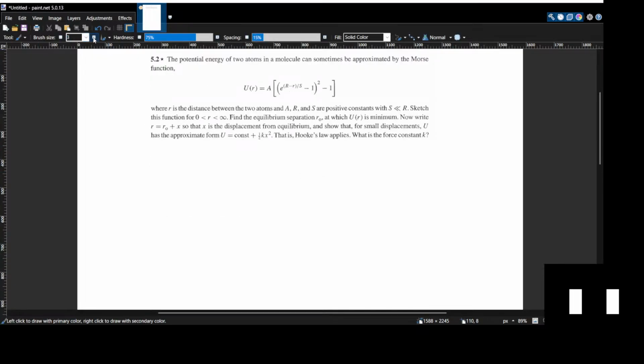So, the potential energy of two atoms in a molecule can sometimes be approximated by the Morse function, which looks like this. It doesn't really matter what it really means, I don't think so. But basically, what we're really caring about here is just the fact that it's a Morse function. The function looks like this.